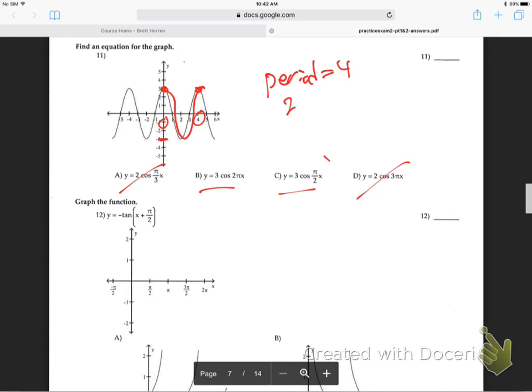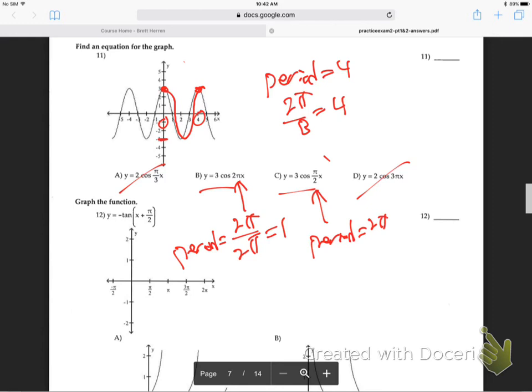Period's 4, which means 2 pi over b is 4. Would that work for this one? 2 pi over 2 pi would be 1. That's not right. This one's period would be 2 pi over b. What's b? Pi over 2. Flip that up. That's 2 pi times 2 over pi. Cancel. 4. Yep, C's period is 4, just like the real graph. Good on that? It's one way. There are a lot of other ways you can do that one too. I'm going to move on.